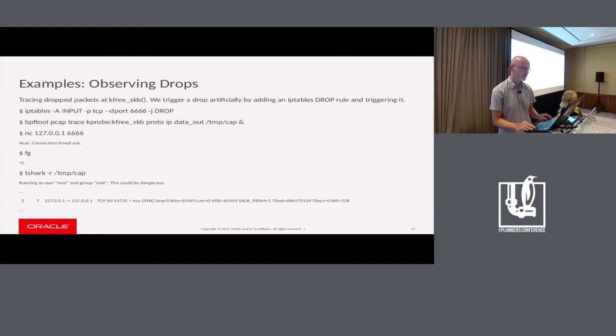In this case, we're tracing packets that are dropped at kfree_skb. We just induce an iptables drop rule, and then we're just going to trigger it to see them. You can see here we haven't specified a BPF object, so our default object kicks in. We attach our program to the probe point that we specified, and then we can capture to the capture file, and then we can look at that with Wireshark as well.